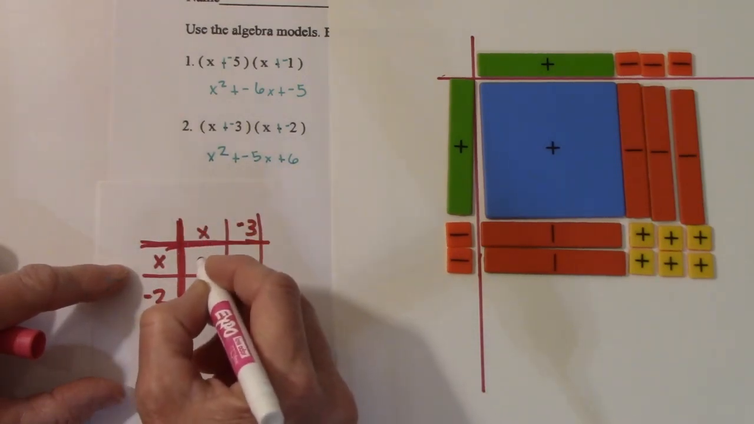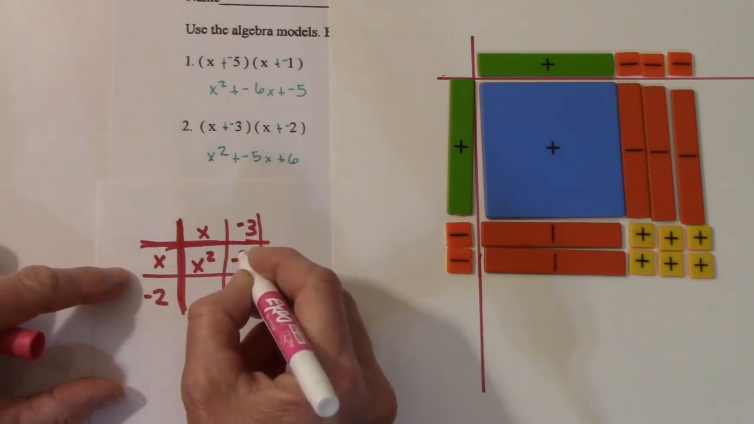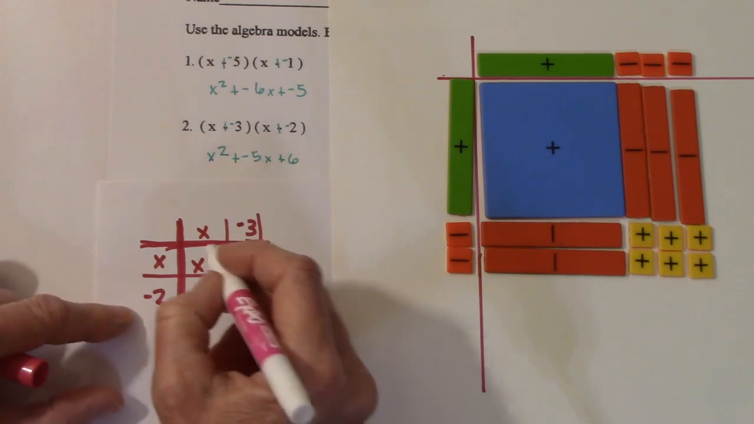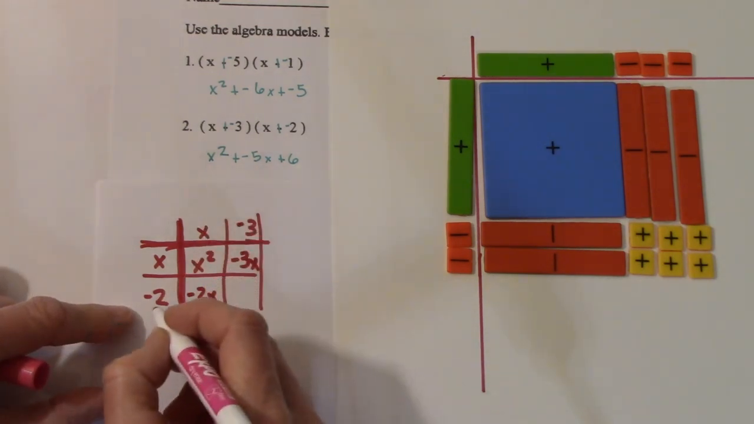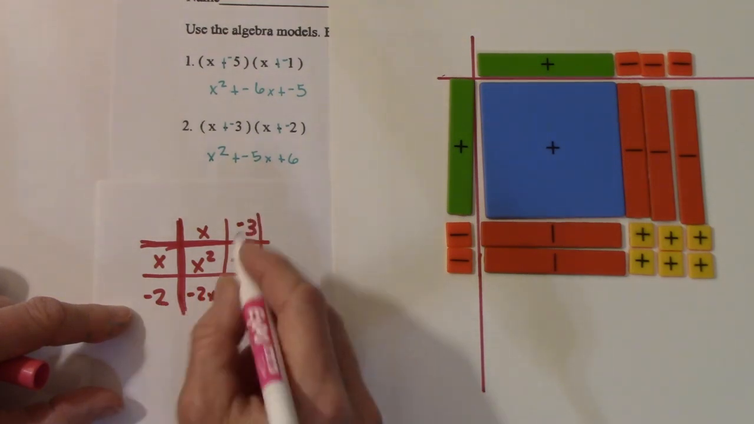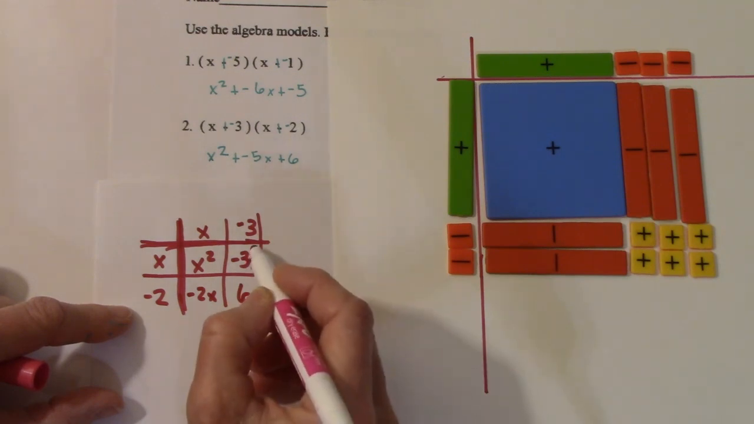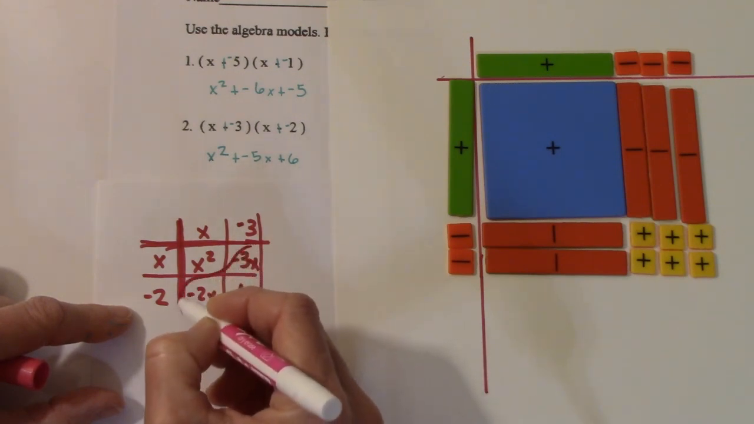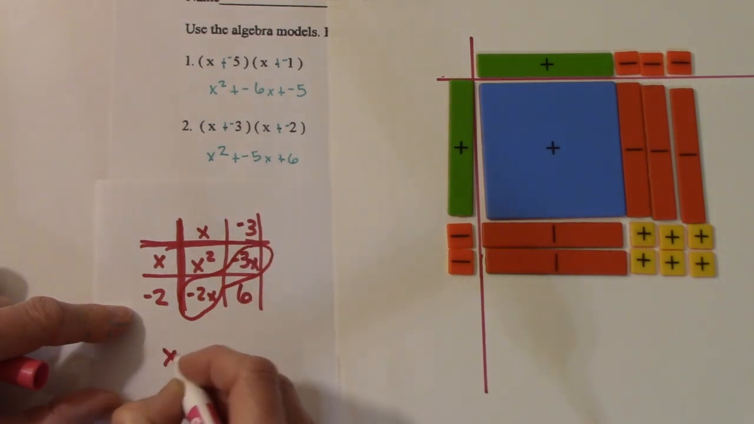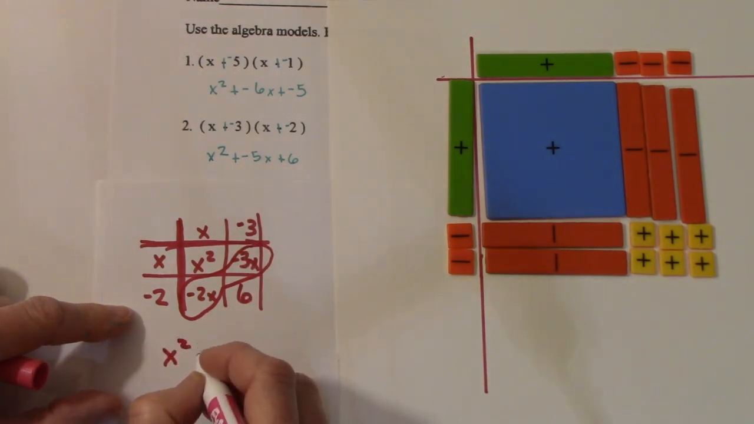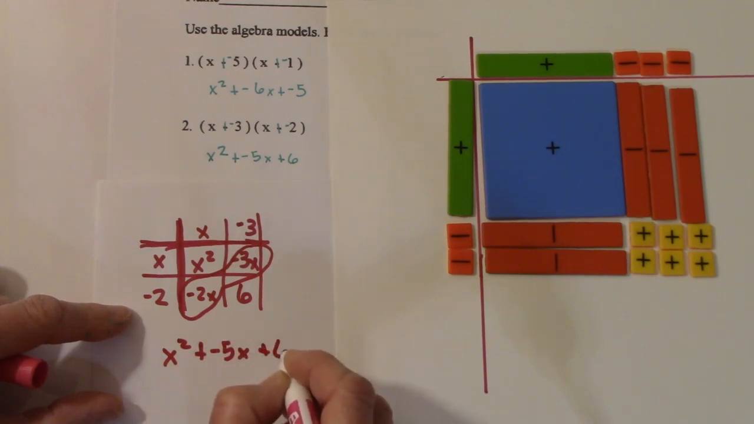X times x is x squared. X times minus 3 is minus 3x. Negative 2 times x is negative 2x. Negative 2 times negative 3 is positive 6. And then you can combine those terms and you get x squared plus negative 5x plus 6.